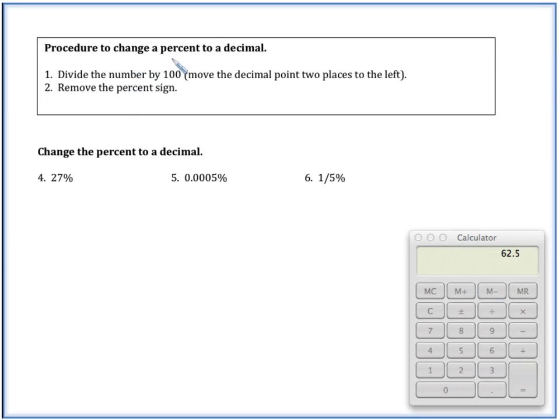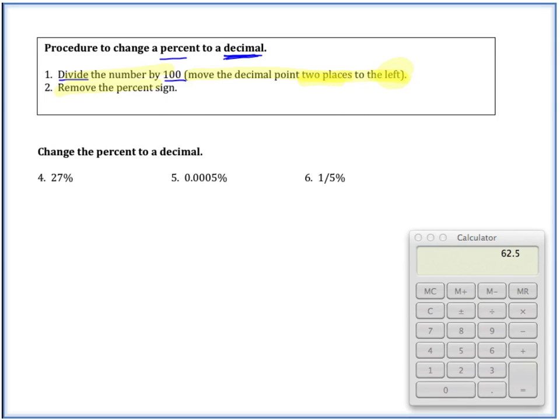Next, we want to change a percent back to a decimal. Okay, so whenever we're multiplying with percents, we actually want to use the decimal. So what we do here is the opposite procedure. We want to divide the number by 100, which has the same effect as moving the decimal point 2 places to the left. And then we remove the percent sign. So divide by 100, which is like moving it 2 places to the left, and get rid of that percent sign.